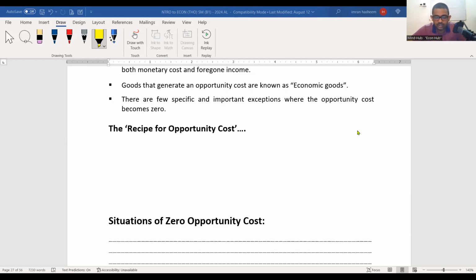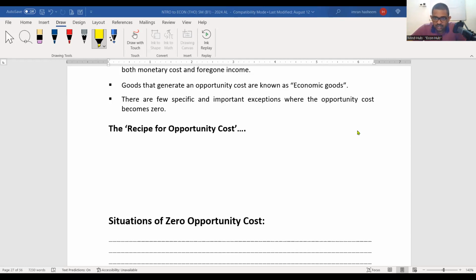Anyone else who would like to contribute? I'm purposely not reading it out loud so that I'm giving opportunity for anyone to contribute to this. What are the ingredients or components of the recipe for opportunity cost? Yeah, right. Here we go.